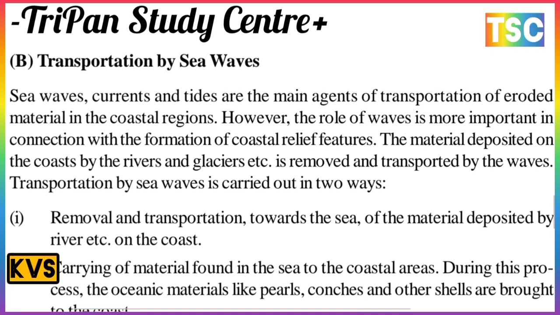Transportation by sea waves is carried out in two ways. First, removal and transportation toward the sea of the materials deposited by rivers on the coasts. And second, carrying of the materials found in the sea to the coastal area. During this process, the ocean's materials like pearls and conches are thrown to the coast. Pearls are the most important here.